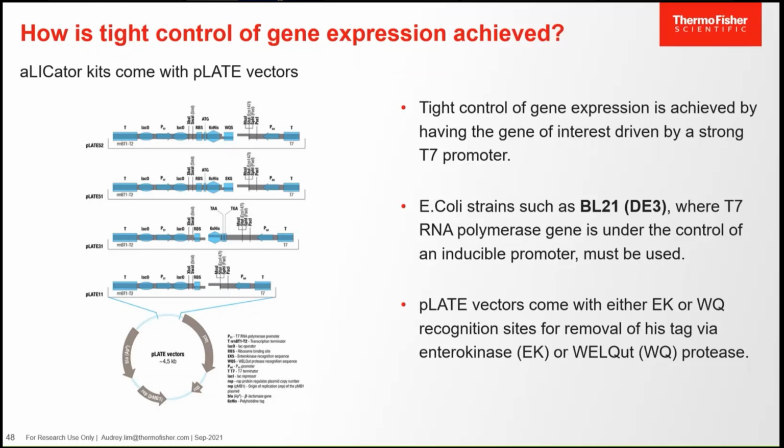So do note that an E. coli strain such as BL21(DE3), where the T7 RNA polymerase gene is under the control of an inducible promoter, must be used. Following the protein affinity purification, the amino terminal tag can be removed either by enterokinase or also by using a novel protease, the Wel key protease.